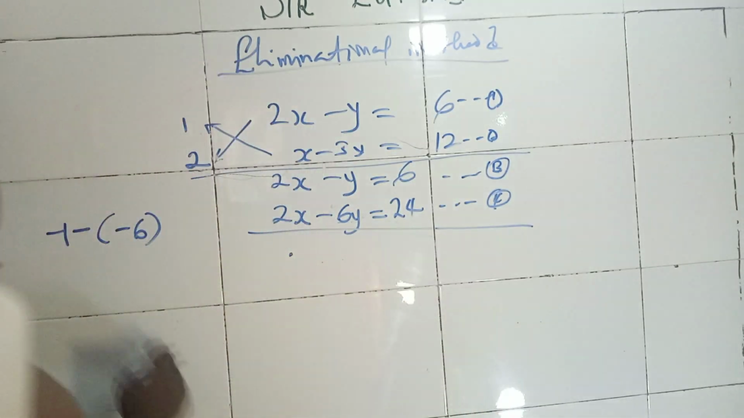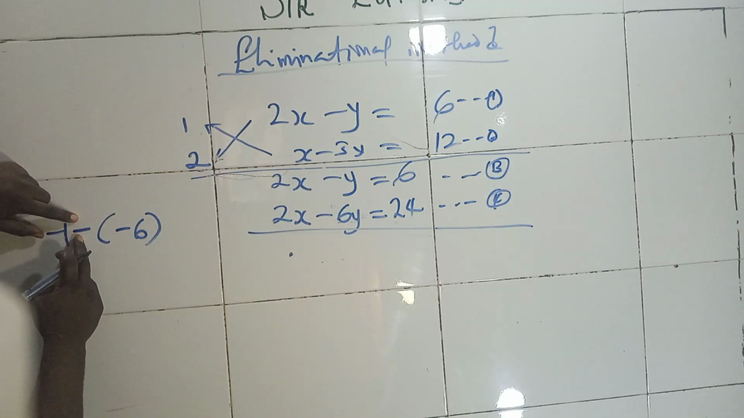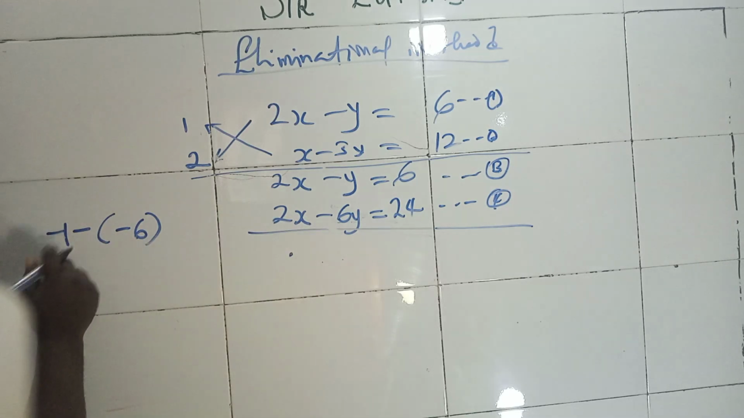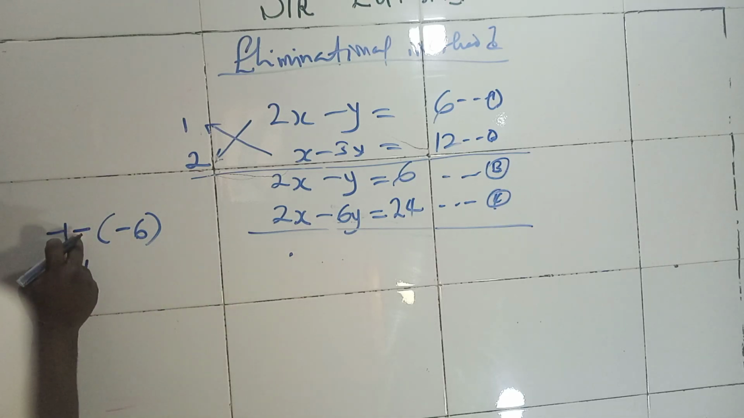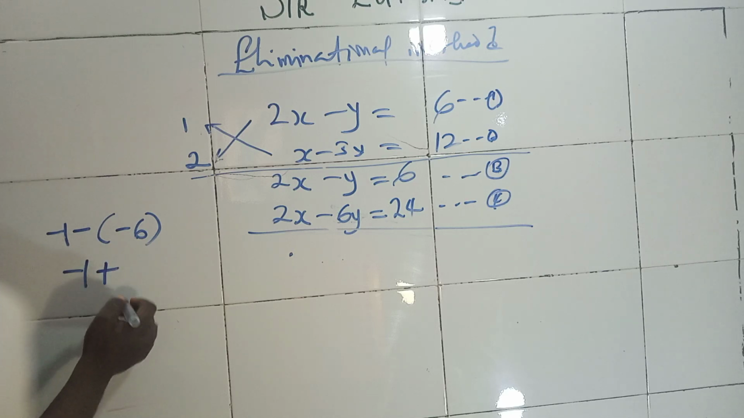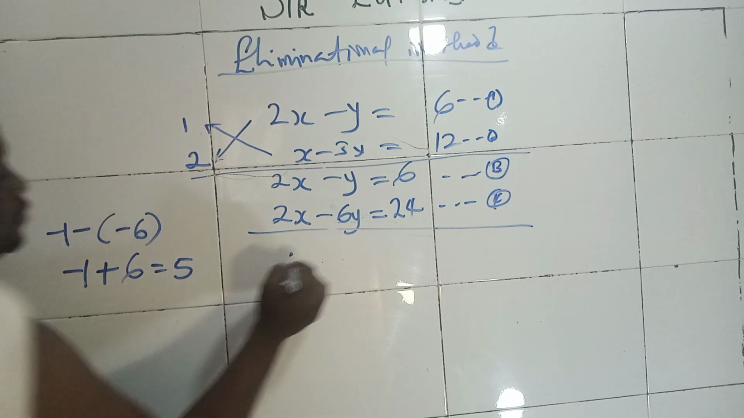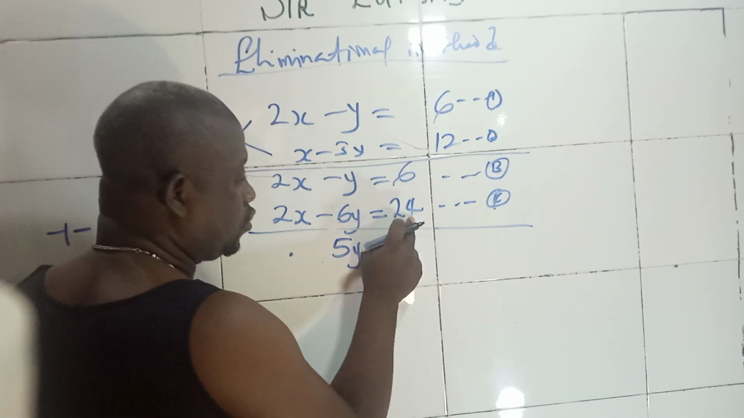So for this one now, we have minus 1. The sign of elimination I'm using is minus. Minus, what do you have here? Minus 6. So I will now have minus 1. Minus times minus. I said always learn how to use your brackets so that you don't make mistakes. Minus times minus is what? Plus 6. So minus 1 plus 6 is equal to what? Plus 5.